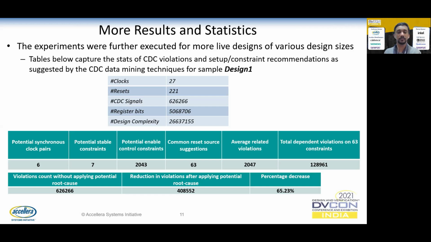1,28,961 crossings. The violations count without applying potential root cause is around 6,26,266 crossings, but with applying potential root cause, we see a reduction in the violations to 4,85,552 crossings. So this indicates a percentage decrease of 65%.